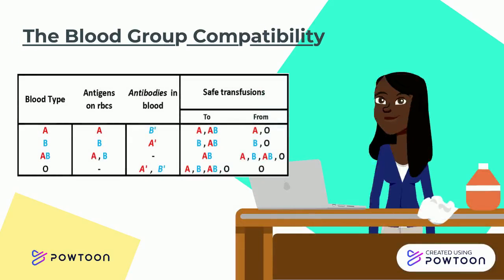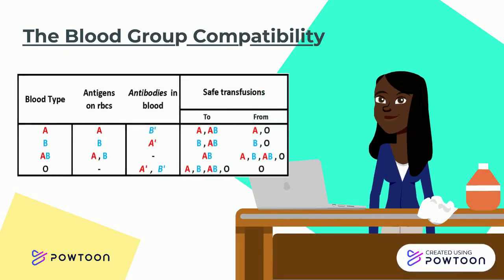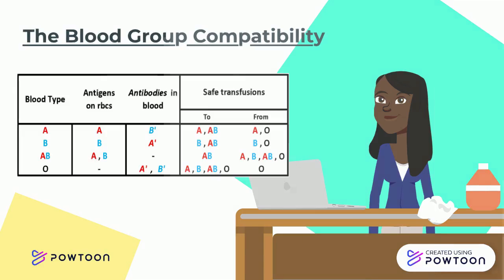So here is a table which explains the safe transfusions between the various blood types. So we can see here that O is the universal donor and AB is the universal recipient.